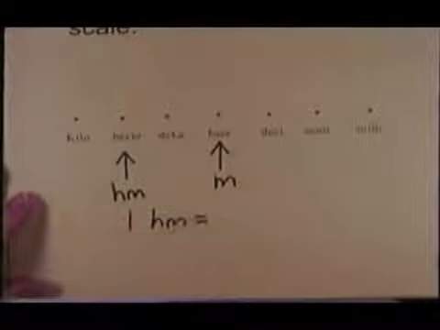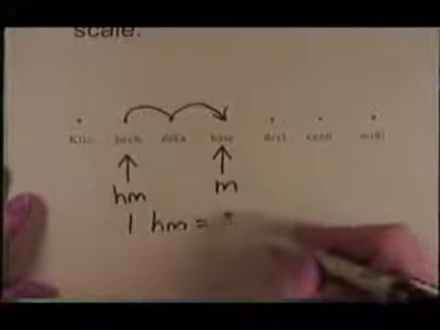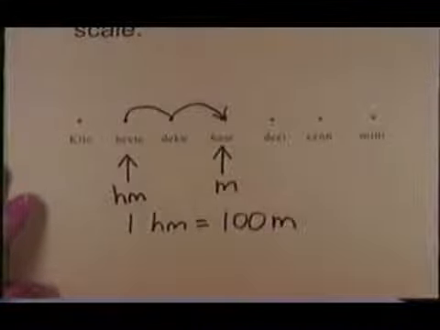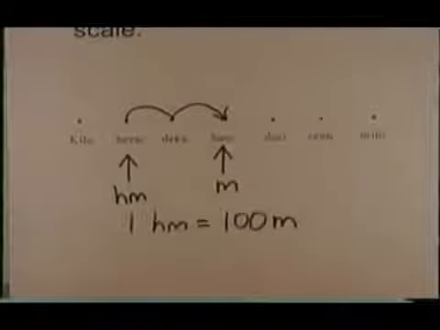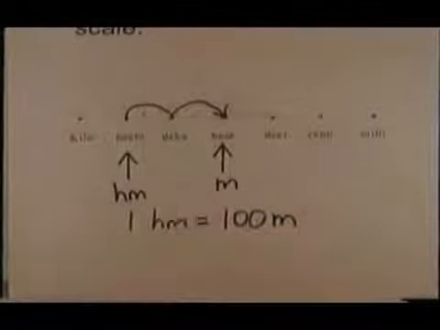So I've got 1 hectometer equals. So again, the 1 will always go with the larger unit. Then I go to my scale, I start at hectometers, and I move over to meters. 1, 2 places. Since this is a base 10 system, that's 10 times 10 is 100 meters. Or 1 with 2 zeros to correspond to each one of those moves.